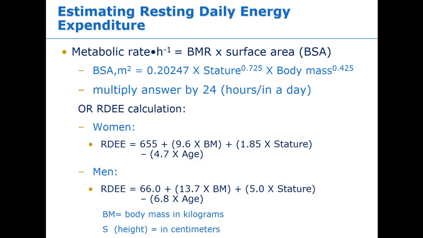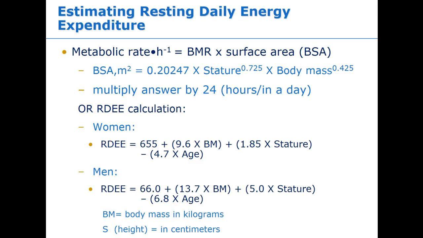Well, don't get scared off by these formulas. There are calculations, prediction equations that you can take certain information and plug it into in order to understand how many calories your body utilizes in one day. So this is called estimating your resting daily energy expenditure, and we can do that in a couple different ways. You can calculate metabolic rate by taking into consideration your BMR multiplied by your body surface area. And then once you get that answer, you take that number and you multiply it by 24 because there are 24 hours in a day.